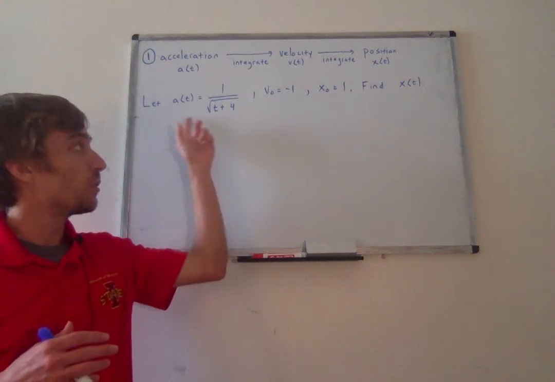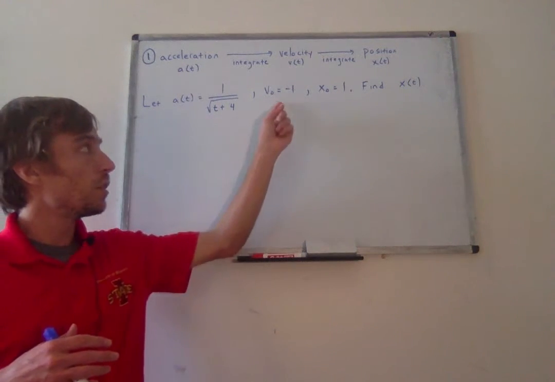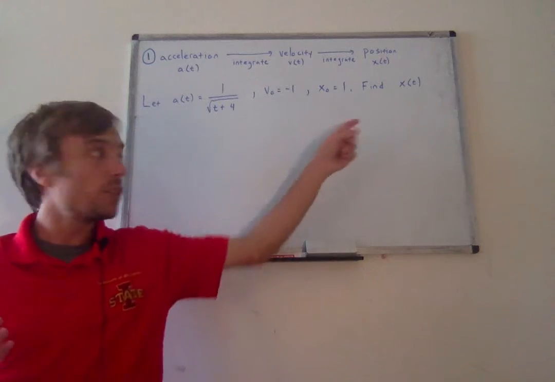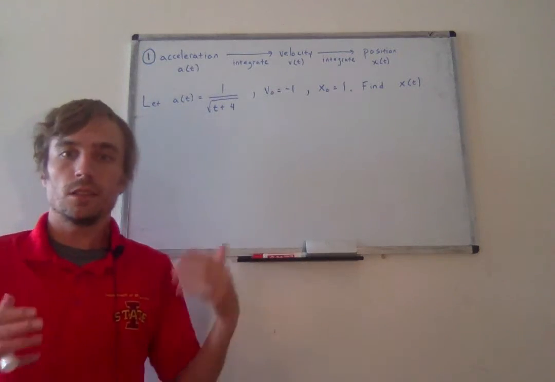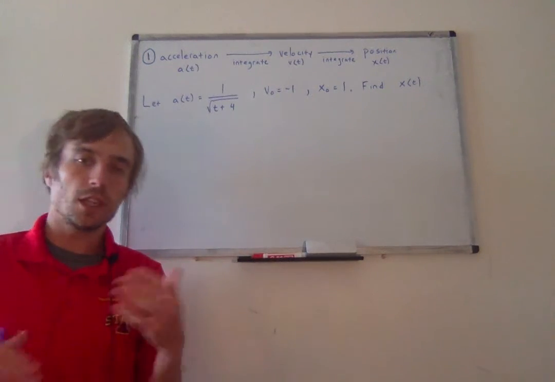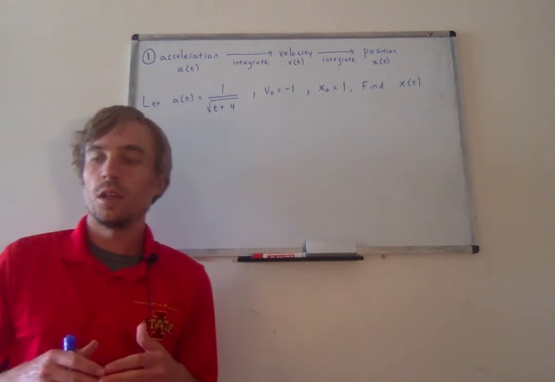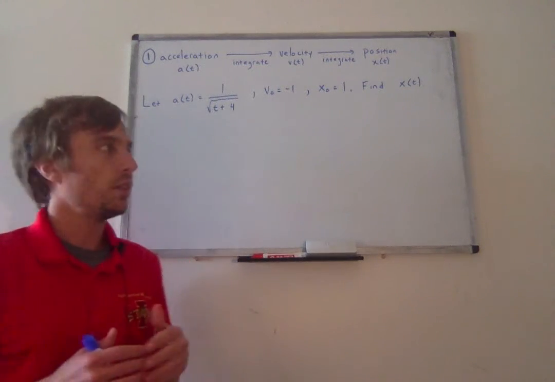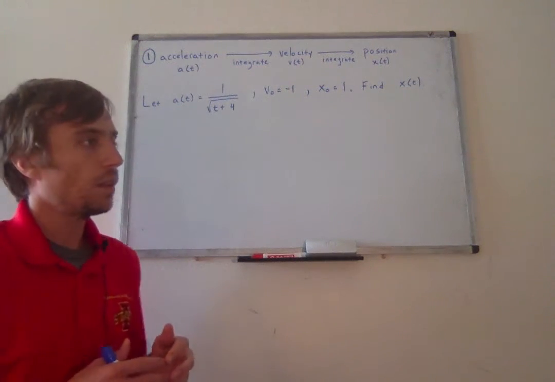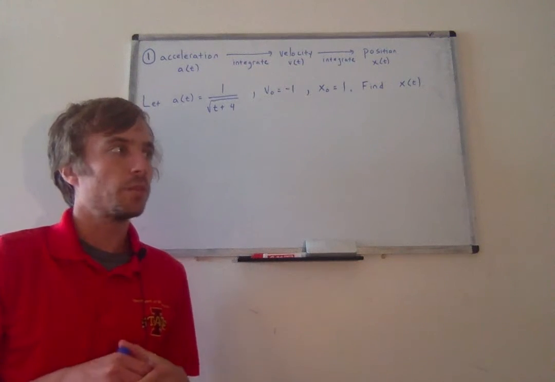This problem just gives us a formula for the acceleration along with 2 initial values and asks us to find the position. So we'll have to integrate a couple times, deal with some initial values. But otherwise, this is mostly just going to be integration.